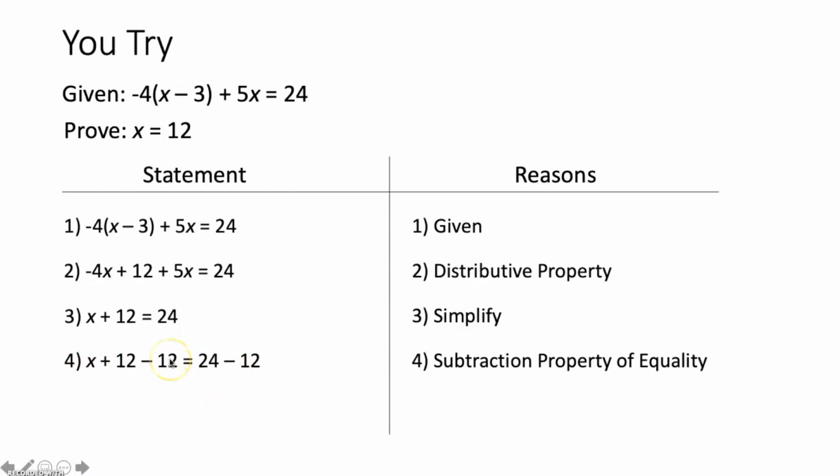12 minus 12 is going to be 0. Those cancel each other out. And then 24 minus 12 is going to give me 12. So what did I do? I just simplified this equation. So my reason over here would be simplify. And because I have what I was trying to prove, I am done.